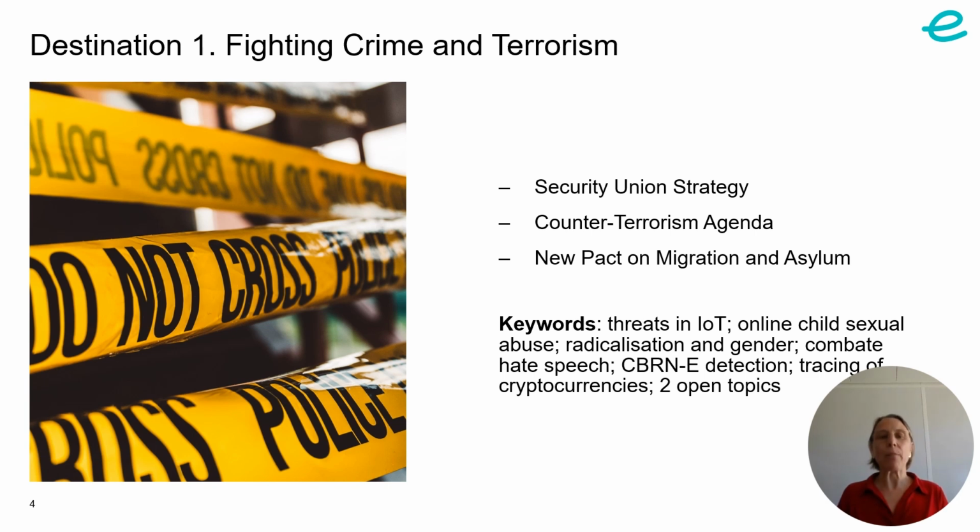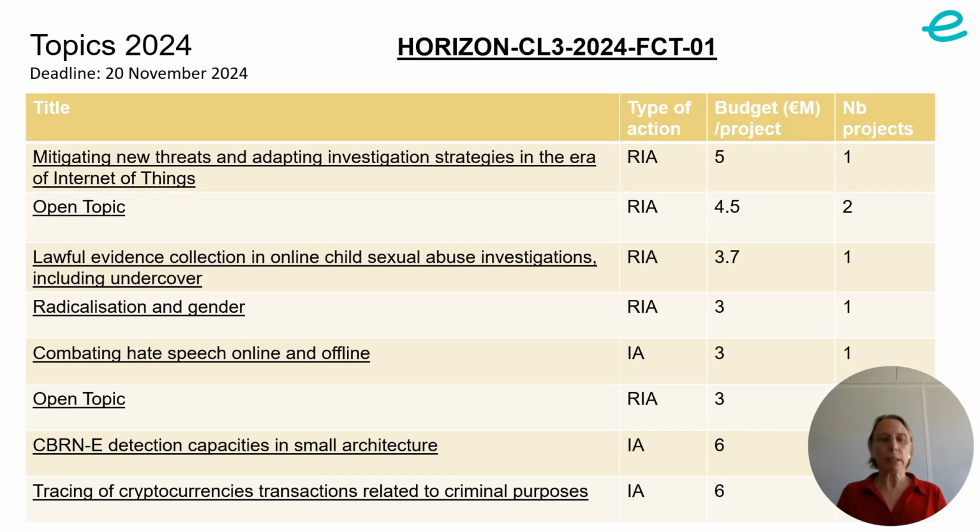Destination 1, fighting crime and terrorism, is the biggest destination with the most topics. One of its main aims is to contribute significantly to the Security Union strategy, but also to the counterterrorism agenda or the new pact on migration and asylum. The different keywords you see refer to the open topics we will see now. In this table, you see the 8 open topics. You have the title on the left, then the type of action, either research and innovation action or innovation action, then the budget estimated per project and the number of projects that will be funded.